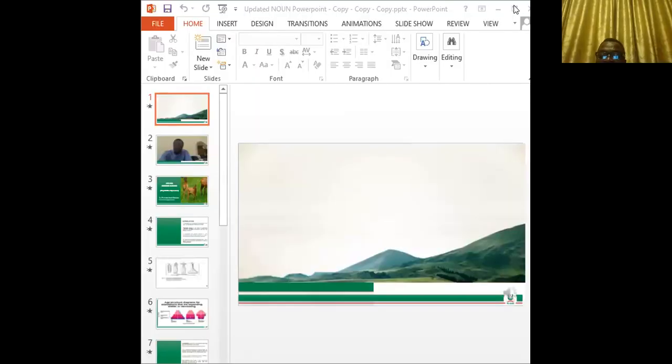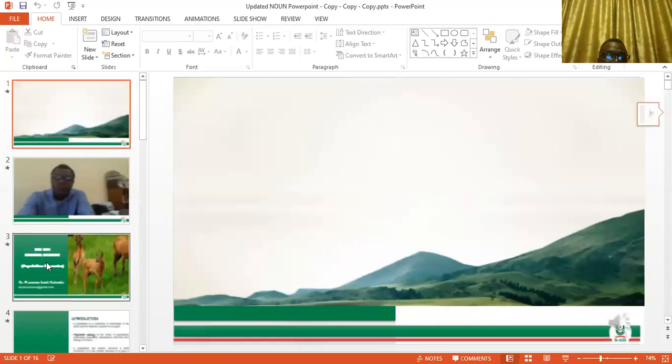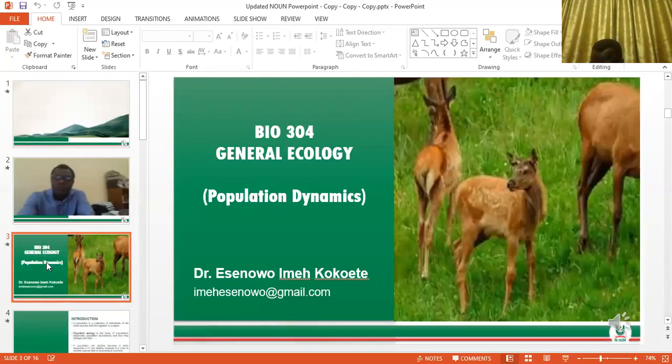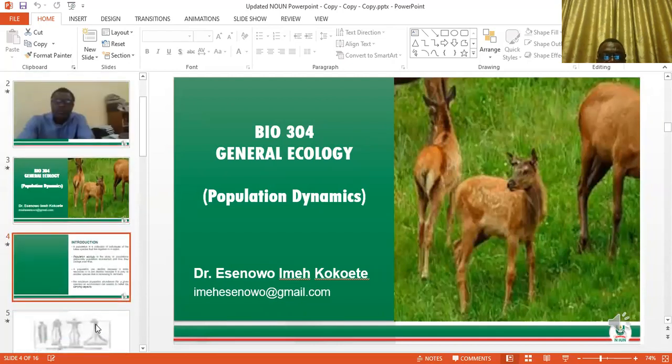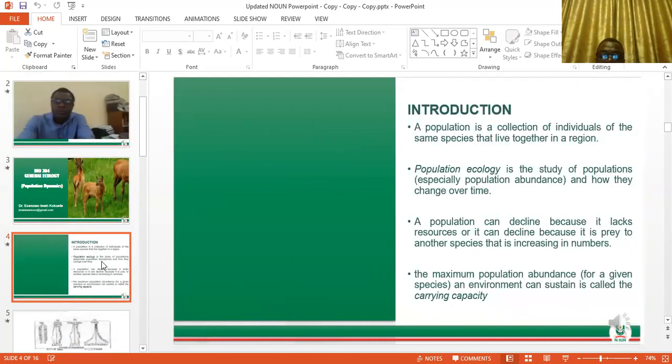Next, we did population dynamics. We talked about population as a collection of individuals of the same species that live together in a region. Population ecology is the study of populations, especially population abundance and how they change over time. We also understand that a population can decline because it lacks resources, or because it is rare relative to other species that are increasing in number.